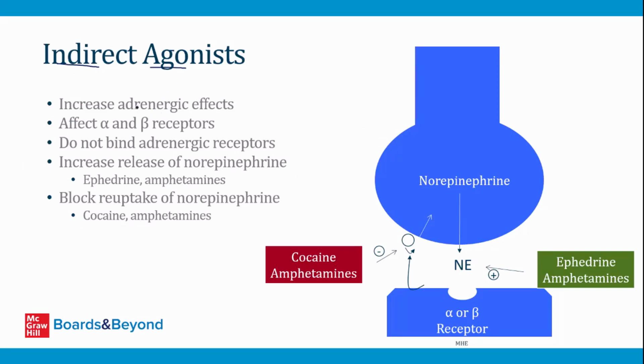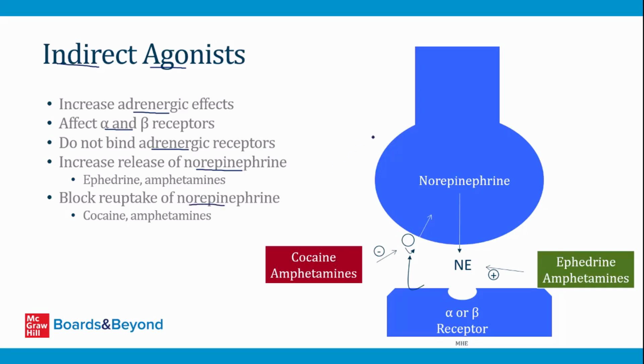So these drugs increase adrenergic activity by increasing the effects at alpha and beta receptors, but they don't do this by binding directly to the alpha or beta adrenergic receptors. Instead, what they do is one of two things. One is they sometimes increase the release of norepinephrine. Other times they block the reuptake of norepinephrine.